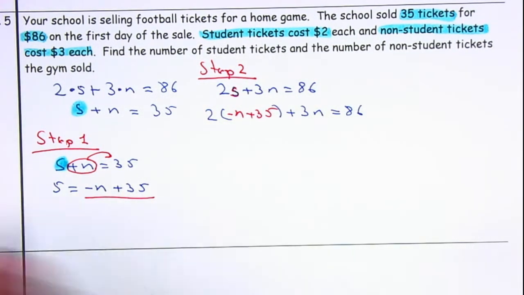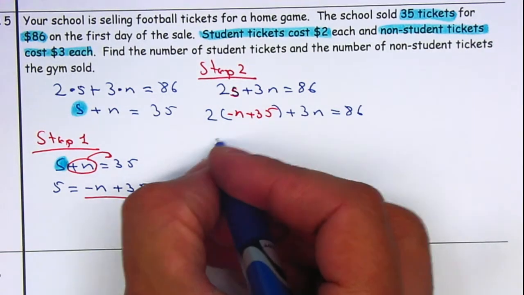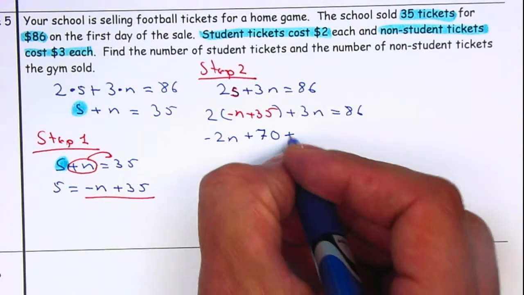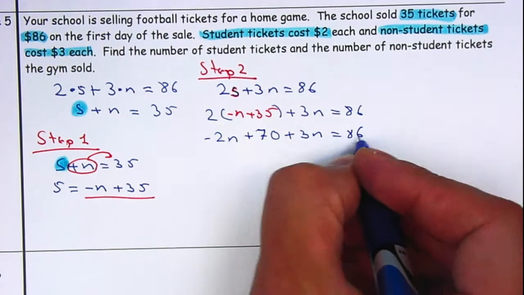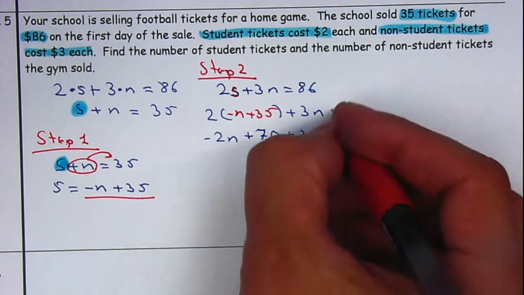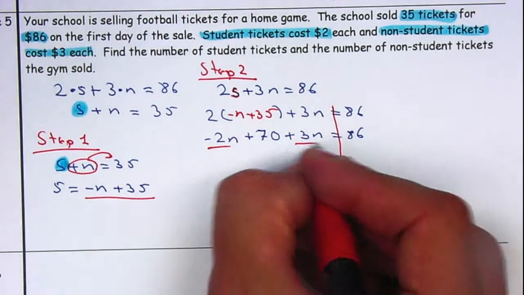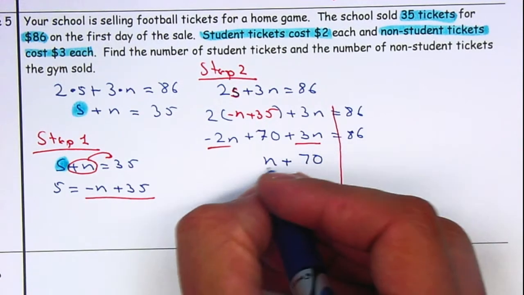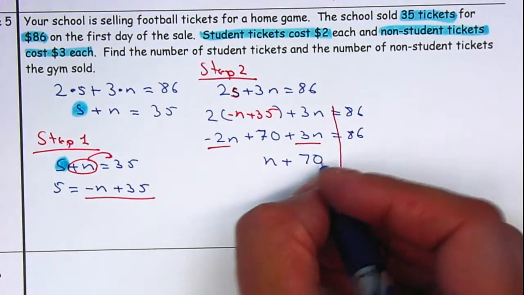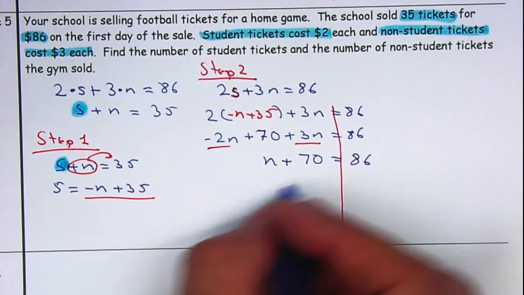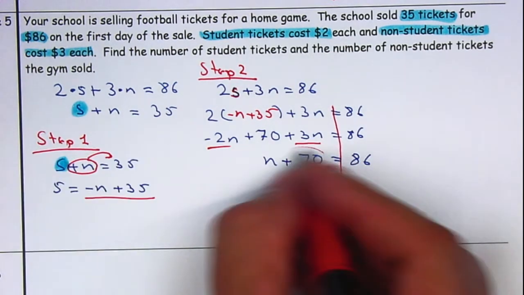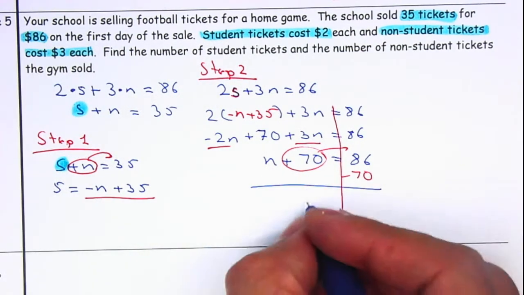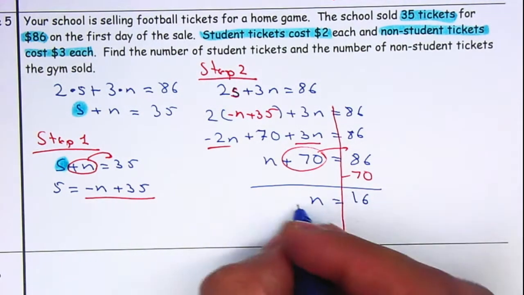Distributive property. So 2 times negative N will be negative 2N. 2 times 35 will give me positive 70. Plus 3N is equal to 86. So from here I just need to solve my equation. I'm going to combine my like terms. That means N plus 70. Write down your variable first and then your constant, 86. I'm going to move my 70 to the right, becomes a negative. So we have N is equal to 16.